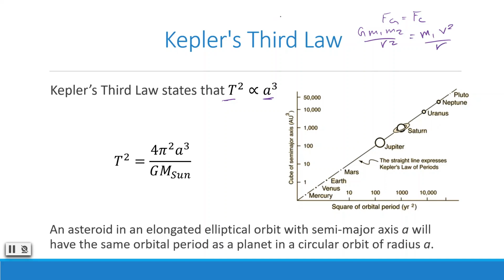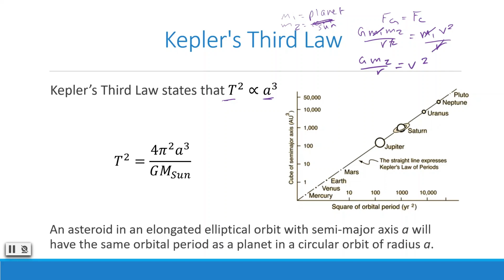Now, I'm going to make m1 the planet. So m2 is going to be, sorry, not the Earth, the sun. m2 is the sun. So m1 actually gets canceled out. So the mass of the planet gets canceled out. Your r gets canceled. So you get G m2 over r is equal to v squared.